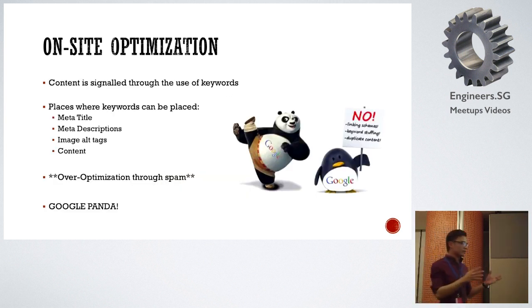Okay, so content is signaled through the use of keywords. Like I said, if you want to rank for chicken rice, you talk about chicken rice. If you want to rank for Amazon, you talk about Amazon.